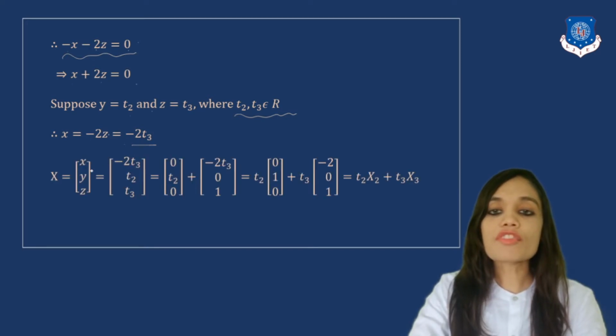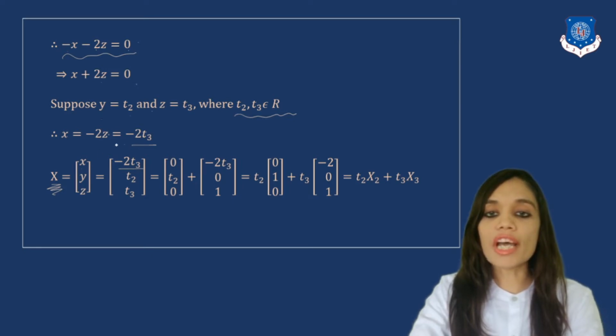Okay, now let us find our eigenvector X, which is equal to (x, y, z). Put the value of x first, that is -2t3. Put the value of y, that is t2. And lastly put the value of z, that is t3.